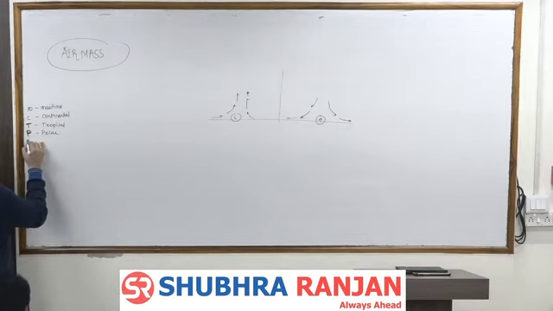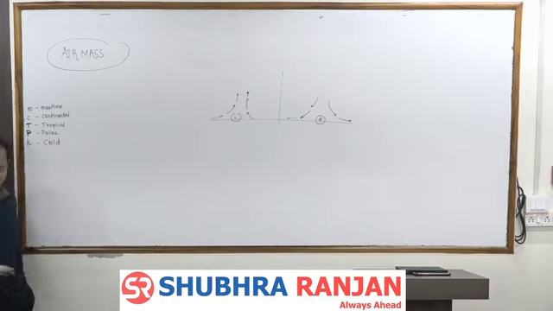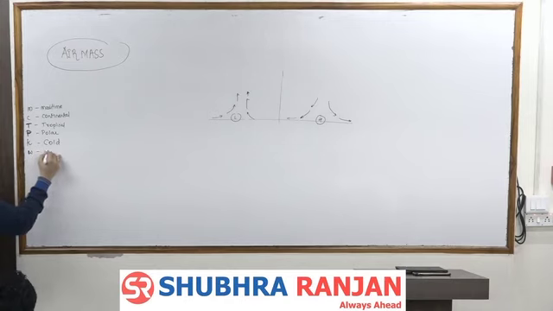The air mass can be a cold air mass, which is denoted by small k. We call this air mass cold. Why are we not using C again here? Because C has already been used in continental. Then we have small w, which is known as a warm air mass.